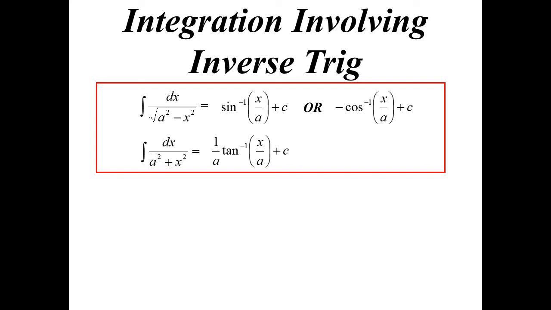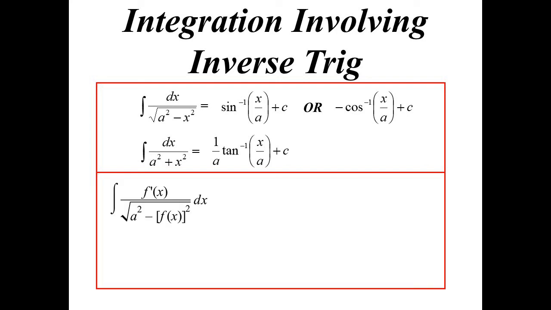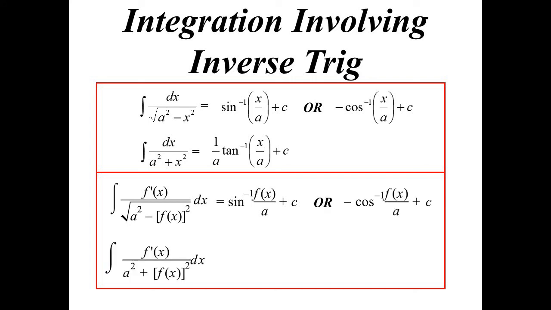That's why, again, I tend to prefer looking at it this way. I want to get it in the form of the derivative over the square root of a squared minus function x squared. Then I know it's the inverse sine of function x over a, or negative inverse cos. And so the derivative over a squared plus function x squared would be 1 on a inverse tan of function x on a, plus of course a constant.